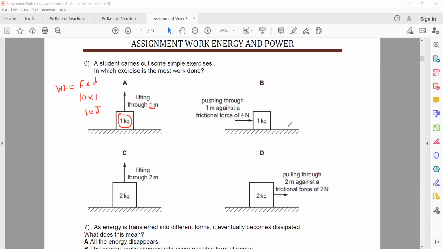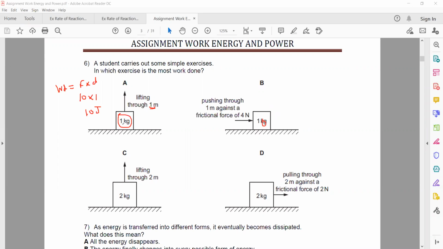But what about B? When you're pushing the object horizontally, the weight affects the frictional force, but it's not necessary, for example, if this object is 10 newton, you don't have to apply a 10 newton force horizontally. It depends on the texture of the surface.